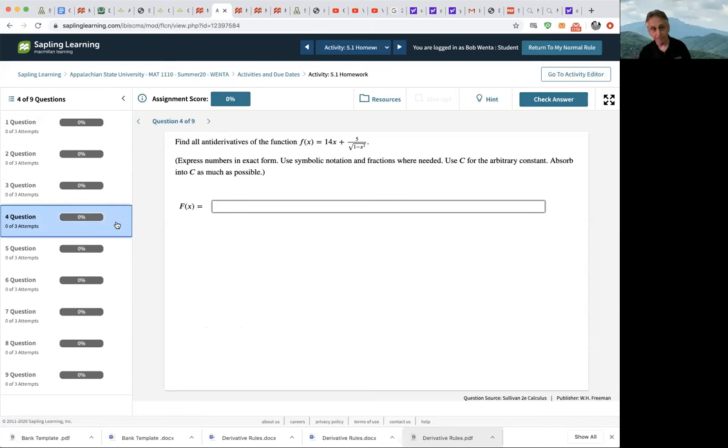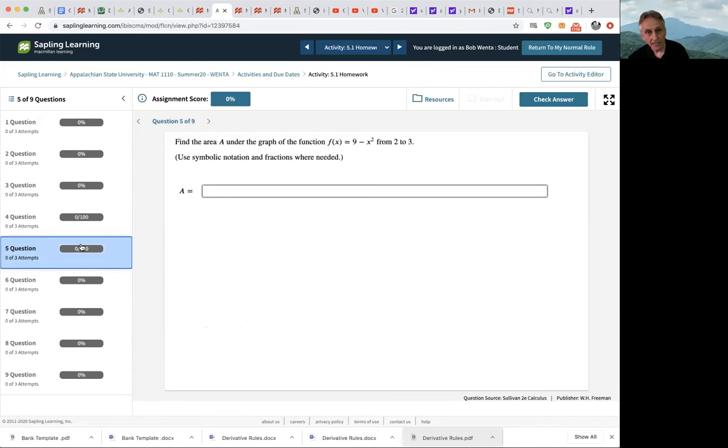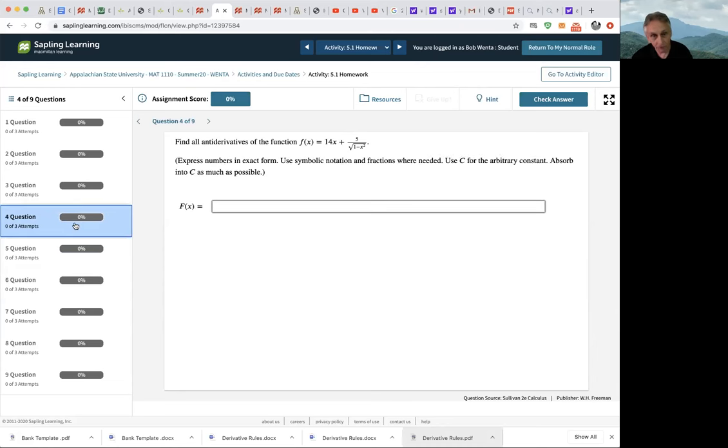Look at this. Find all antiderivatives of the function 14x plus 5 over the square root of 1 minus x squared, okay? Look at these other ones. 3, that one's not good. Here's this one, it's 9 minus x squared. You can find the antiderivative of each of those terms. Look at this one. We got 2x squared plus 9. You can find the antiderivative of each of those terms. But on number 4, you've got this special situation.